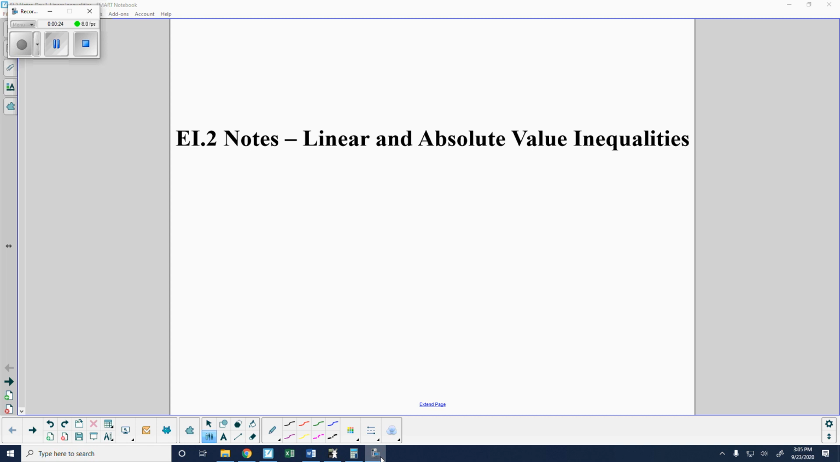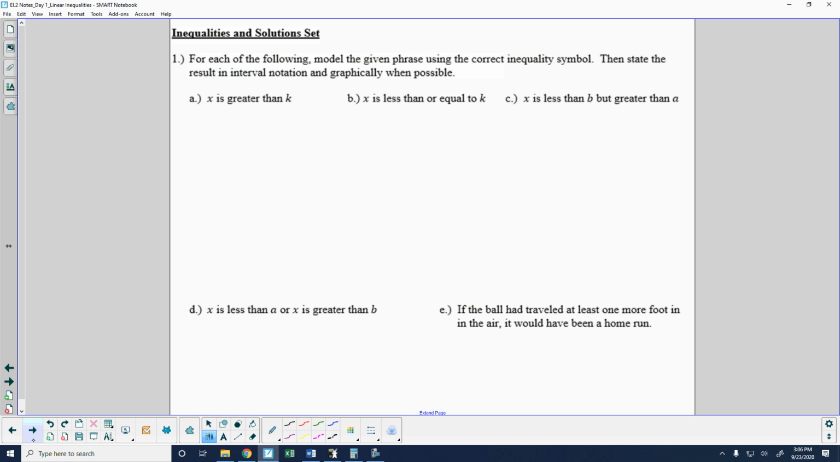So the things that we learned in the first target, we're going to continue to use those, but we're going to develop them a little bit further. Let's go look at some examples of how we can represent inequality. Problem number one says, for each of the following, model the given phrase using the correct inequality symbol, the symbol that we learned back in Algebra 1, then state the result in interval notation and graphically when possible. We're actually going to do graphically first and use that to help us go into interval notation.